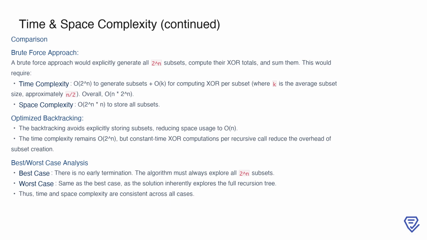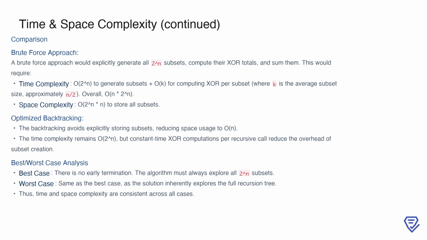This leads to an overall time complexity of O(n * 2^n). The space complexity in this case would be O(n * 2^n) to store the generated subsets. In contrast, the backtracking solution eliminates the need to store subsets, reducing the space complexity to O(n). While the time complexity remains O(2^n), the optimized approach avoids the overhead of subset creation and relies on efficient XOR computations during recursion.